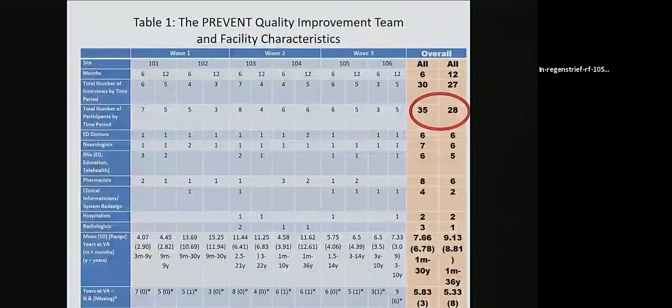Okay. I know there's a lot of information on this slide, but overall at 6 months, we had 35 interviews across the 6 sites. And then at 12 months, that number went to 28. And these are folks who are part of the quality improvement team actively involved in the PREVENT program.